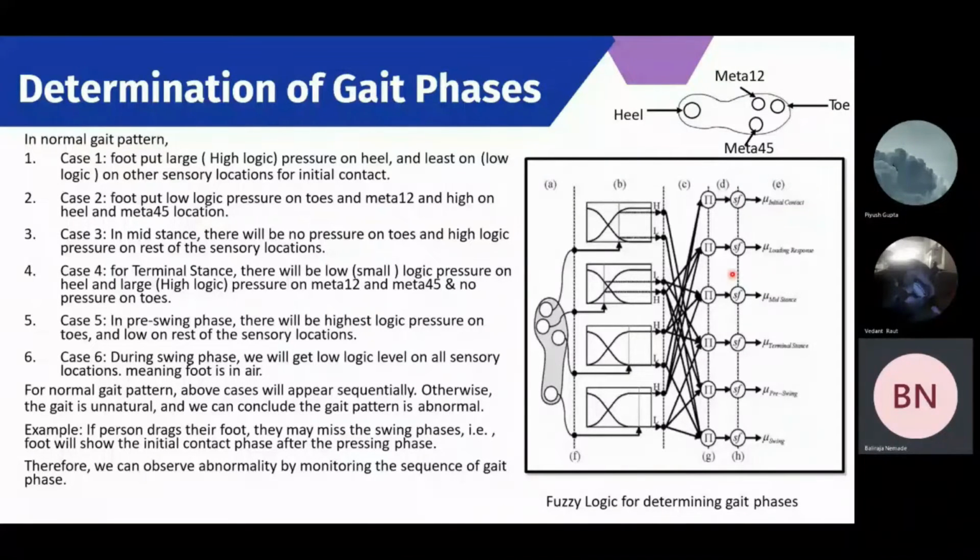This is important because we can differentiate at which particular point or which phase the person has a problem.